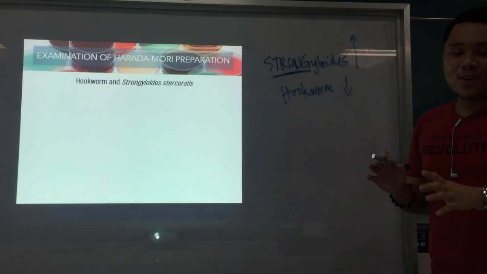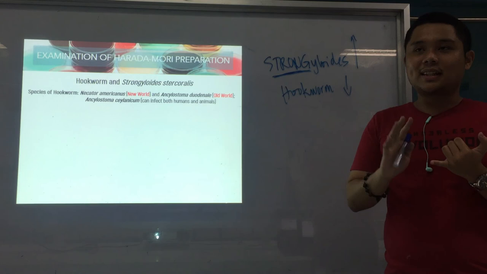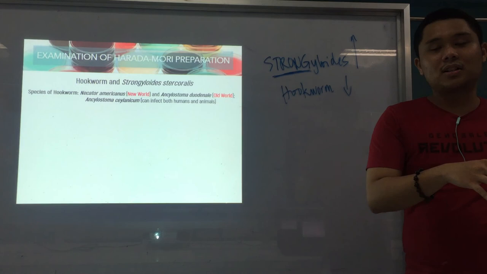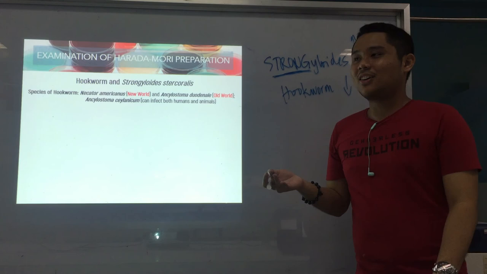Alright, so again, for hookworm and strongy, why do we need to differentiate? Because, again, as I've mentioned, they have quite the same life cycle. They have the same mode of transmission, they have the same eggs, right? They have the same infective stage, right? So they are all alike. Okay, so how do we differentiate? Again, we go now to the different stages in their life cycle. And one of those is, we'll focus on the larva of your hookworm and strongy, and we compare them later.